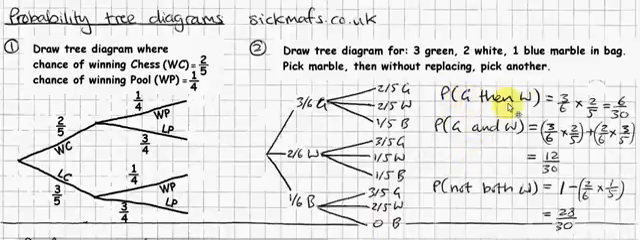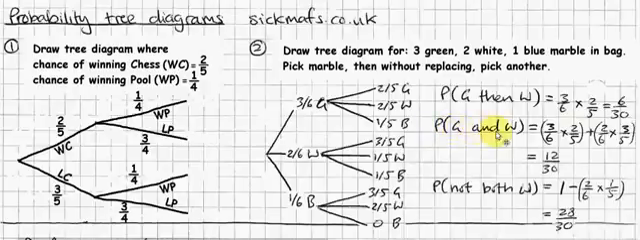Now let's look at these details here. What's the probability of getting a green then a white? Green and then a white, which is this one here. So 3/6 times 2/5, which is 6 out of 30. 3 times 2 is 6, 6 times 5 is 30. Just in case you forgot how to multiply fractions.